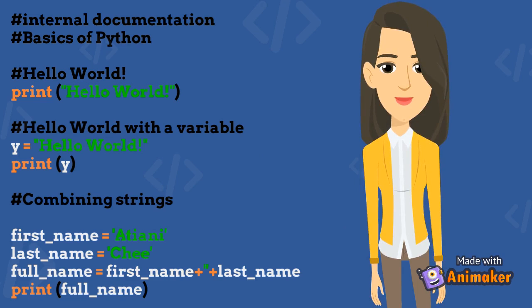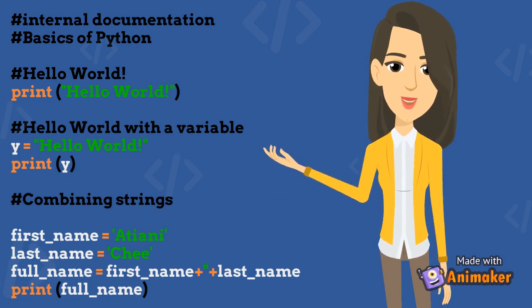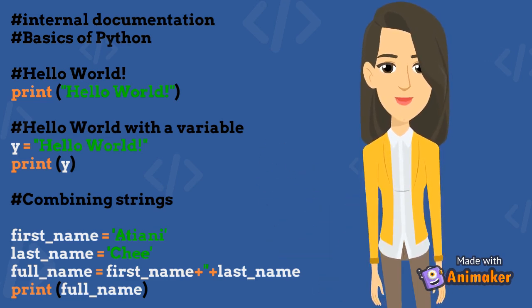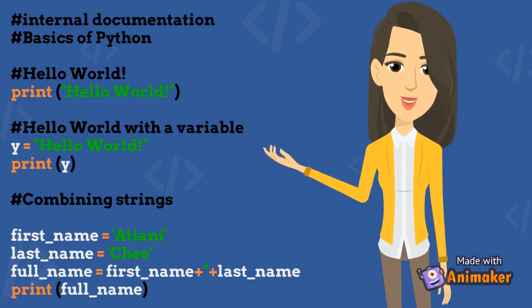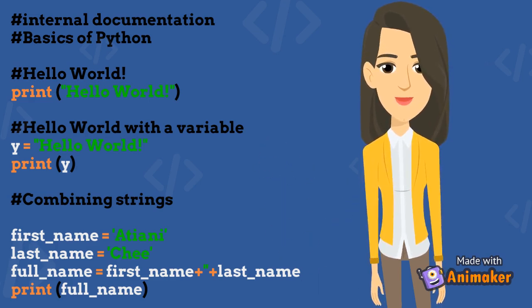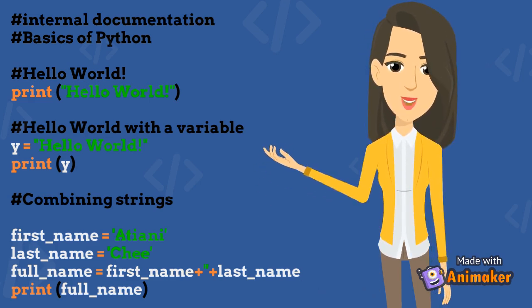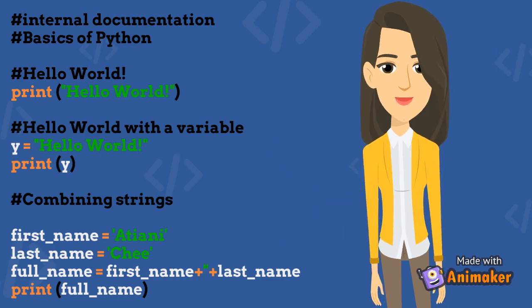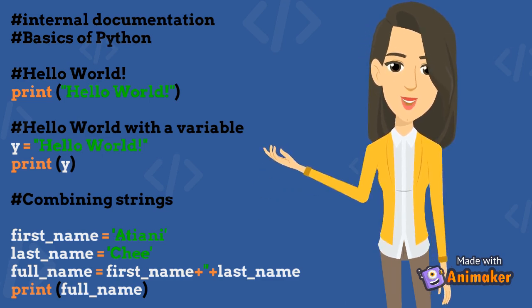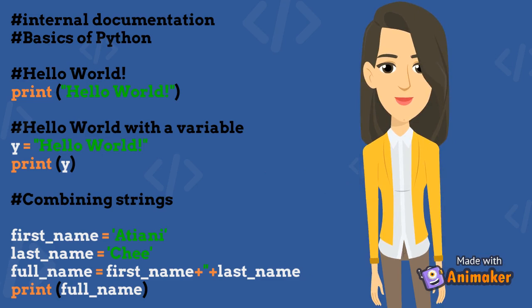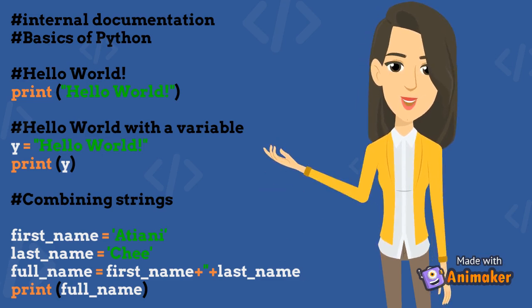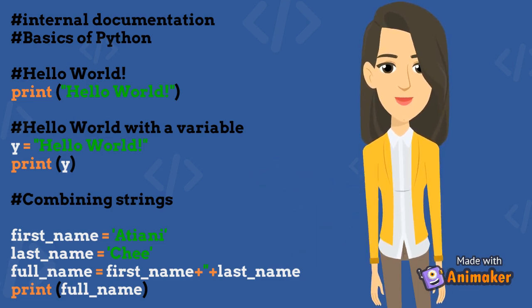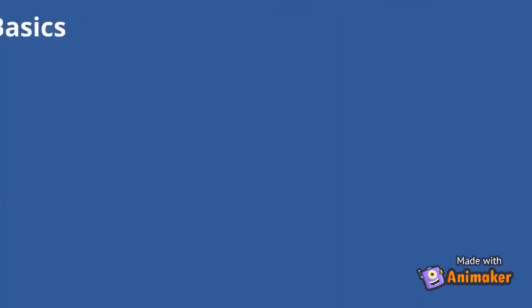Now the first two that you're seeing there are the most simple ones. Hello world, all you're doing is just outputting hello world in your program. In the second one, you're outputting hello world as well, but in another way. You're declaring Y to be hello world, and you're going to tell your program to print.